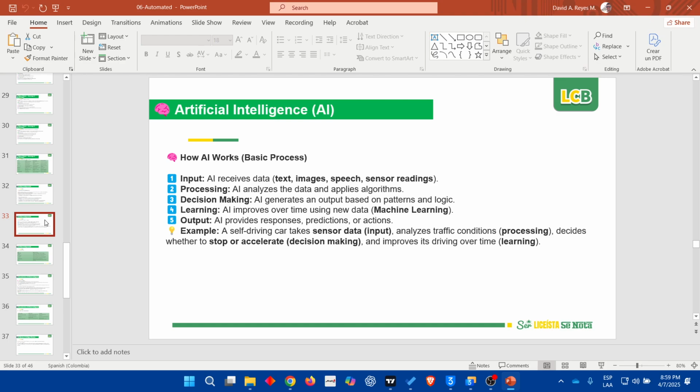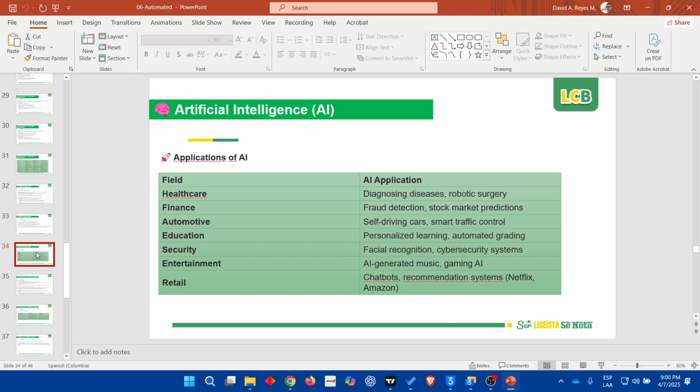A self-driving car takes sensor data as input, analyzes the traffic conditions, that's processing, decides whether to stop or accelerate, that's decision making, and improves its driving over time, that's learning. Applications of artificial intelligence: healthcare, for diagnosing diseases and robotic surgery; finance, fraud detection and stock market predictions.